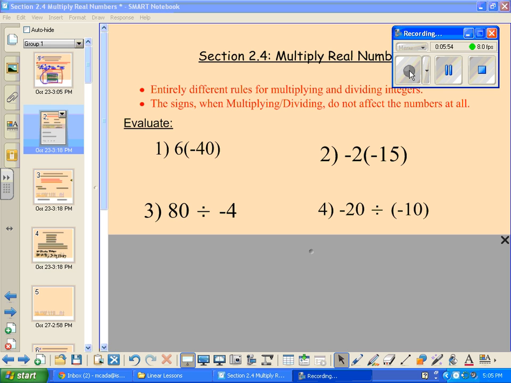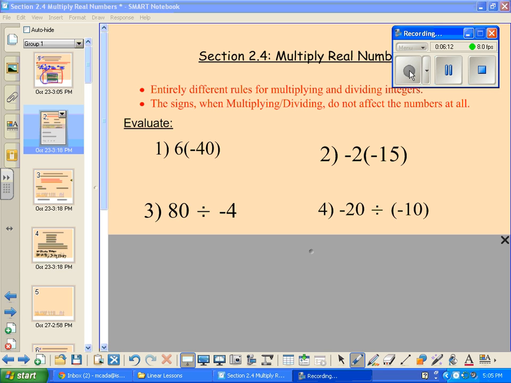Now looking at a few examples together, here's what I would even like you to do in some of the homework problems. Again, I'm going to let you use your calculator for this section and on the quiz. That won't be a problem, but I would still like you to be able to analyze a problem and tell me, should the answer be positive or negative?